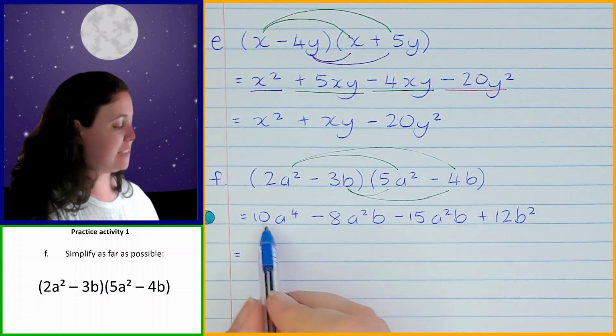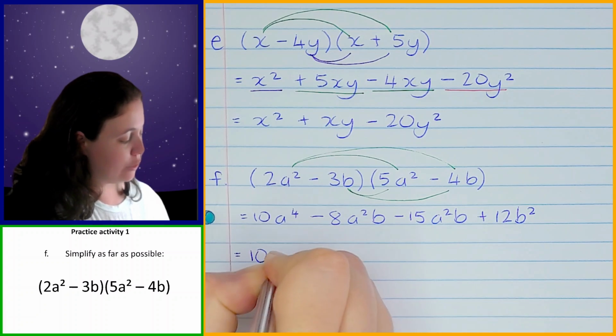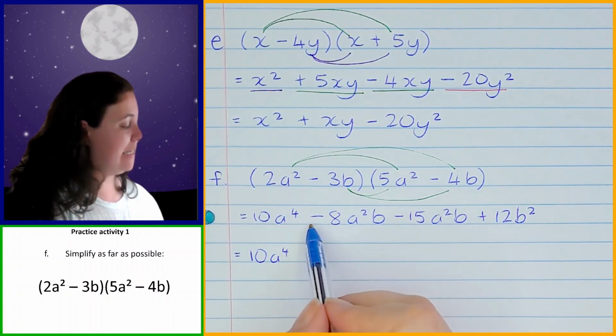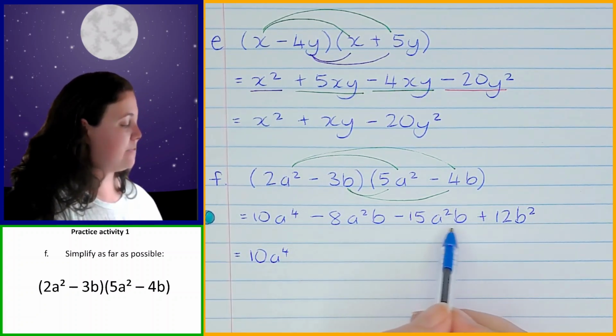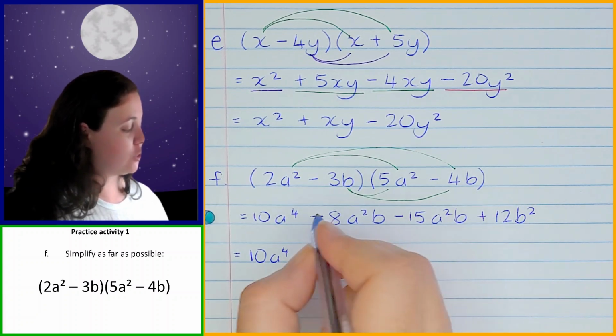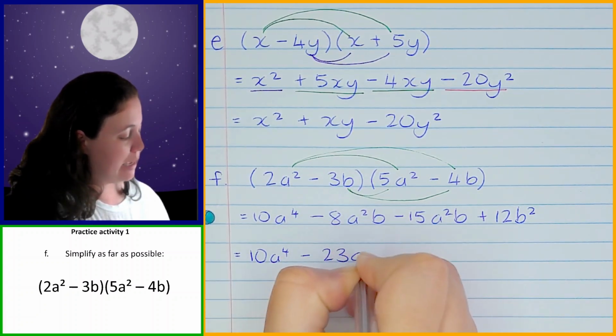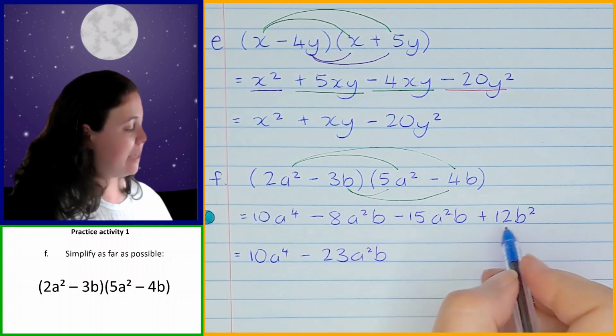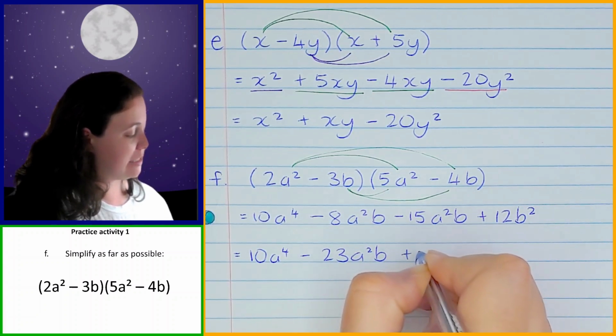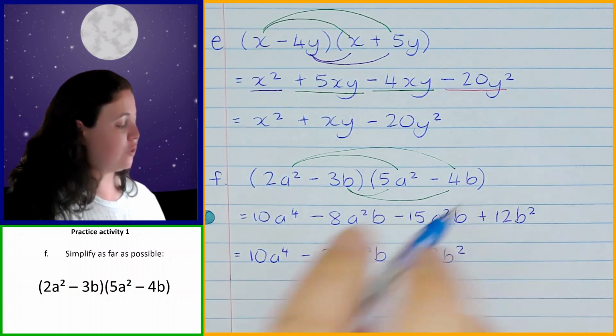So now we're going to go and collect our like terms. So over here I've got 10a to the power of 4. There are no like terms for that. Then negative 8a squared b minus 15a squared b, those are like terms. So negative 8 minus 15 is negative 23, and then a squared b. And then the plus 12b squared is going to stay as it is. So that's what you should have got for question F.